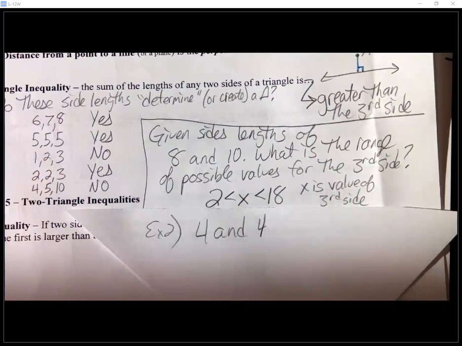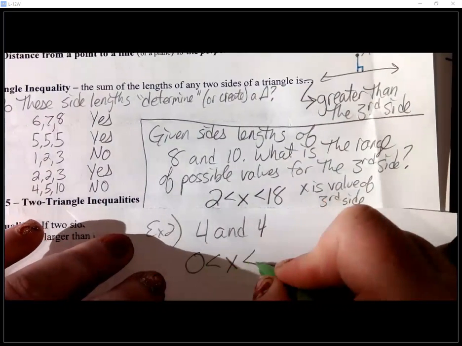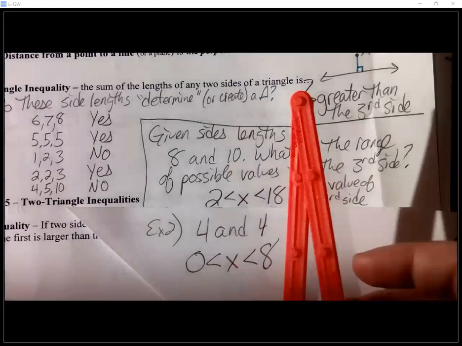Julia, go ahead. You got it. Greater than 0, less than 8. But you can't have a side length of a triangle that's 0, right? We have something greater than 0. And if you think about what this looks like, right? So here's my 2 4s, 4 and 4.